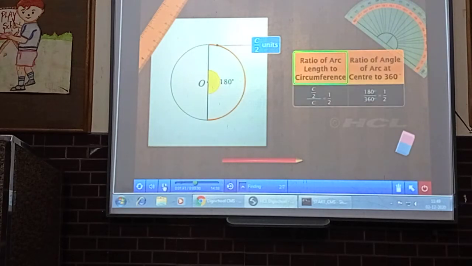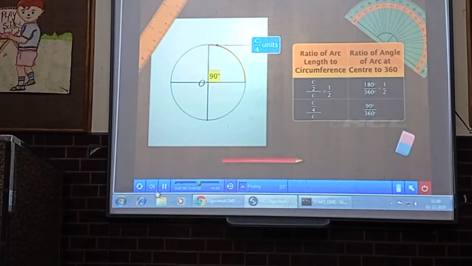Let's take the ratio of the length of the arc to the circumference of the circle and the ratio of the angle of the arc to 360 degrees. As you can see, the ratios are the same. Next, here is a quadrant of a circle. The length of the arc is now 1/4 of the circumference of the circle.